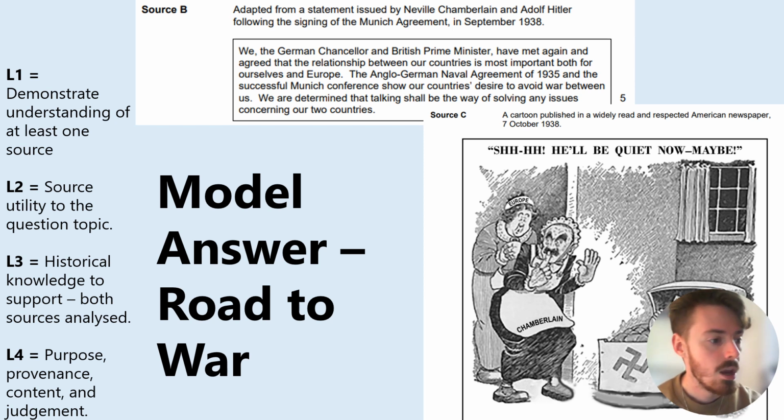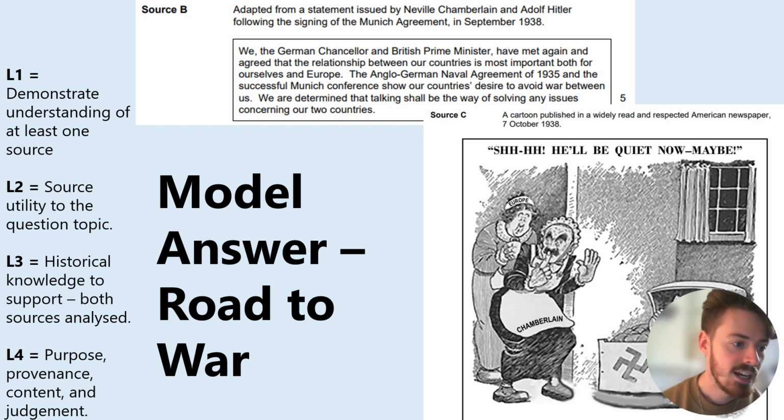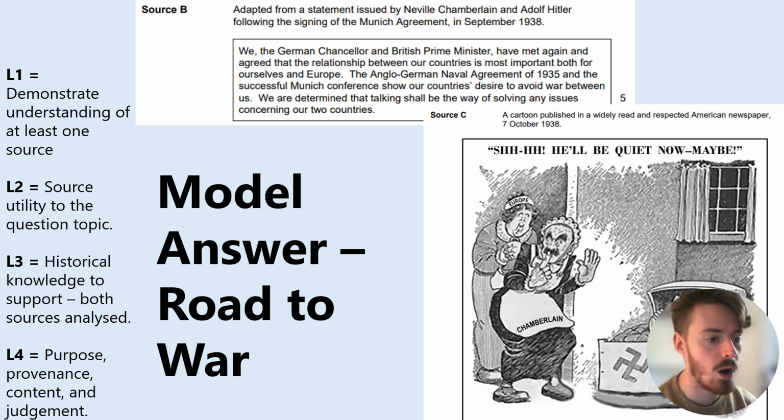So let's look. We, the German Chancellor and British Prime Minister, have met again and agreed that the relationship between our countries is most important, both for ourselves and Europe. The Anglo-German Naval Agreement of 1935 and the successful Munich Conference show our countries' desire to avoid war between us. We are determined that talking shall be the way of solving any issues concerning our two countries.